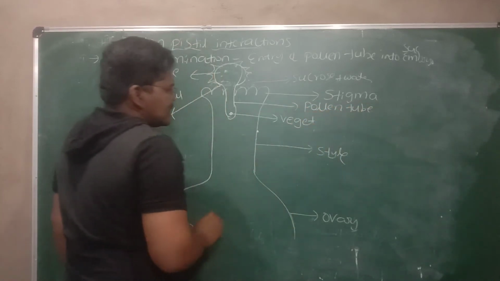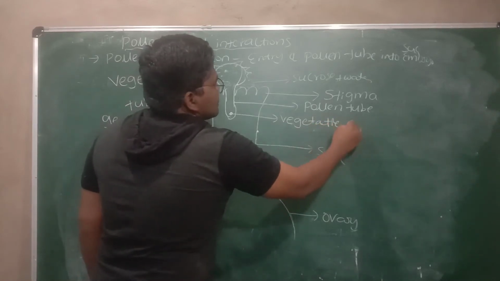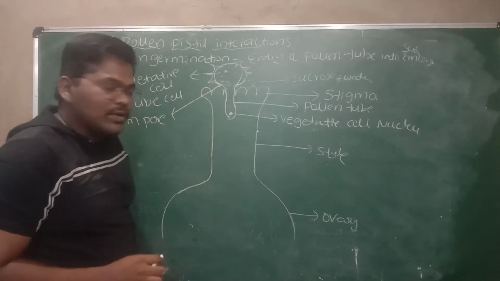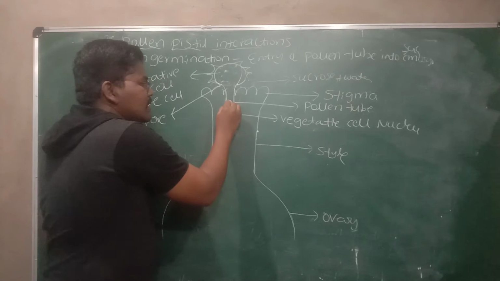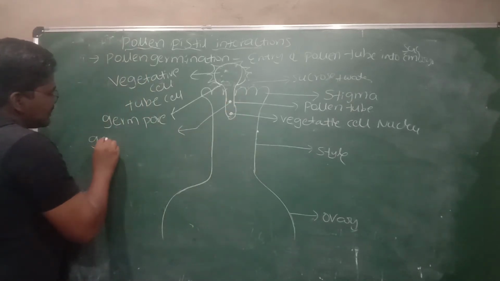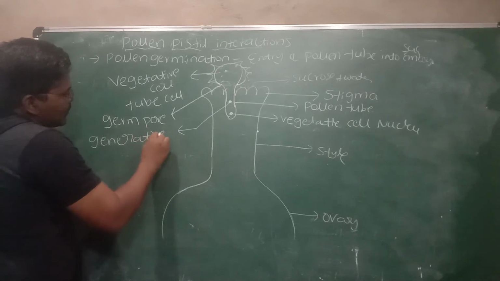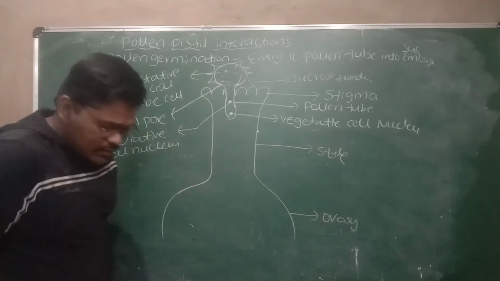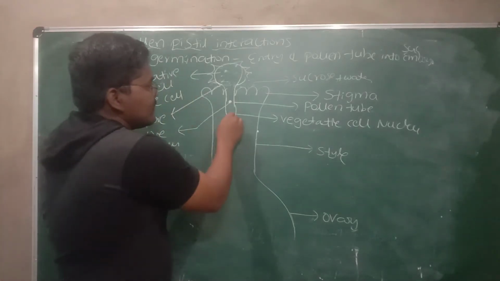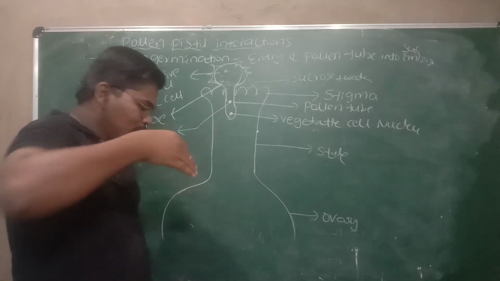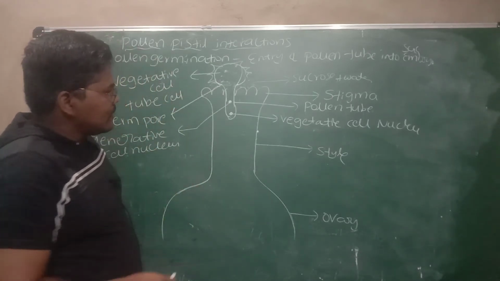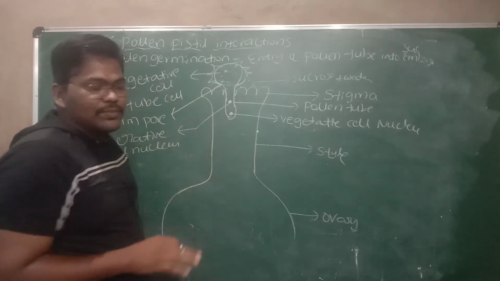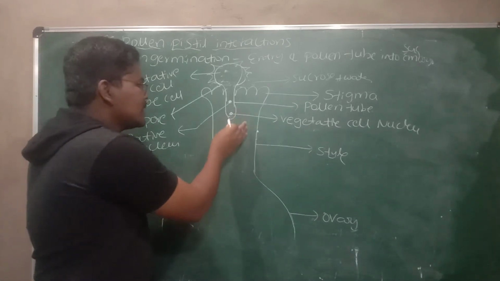See, first what happened? The vegetative cell nucleus enters into the pollen tube. Then after that, the generative cell nucleus also enters into the pollen tube. The generative cell nucleus also enters into the pollen tube. The vegetative cell nucleus helps in the formation of the pollen tube, or growth of the pollen tube in the style.